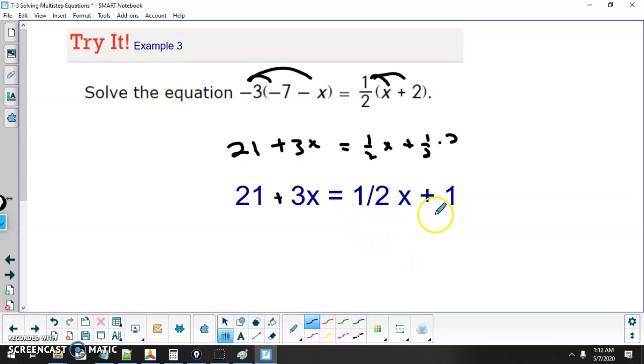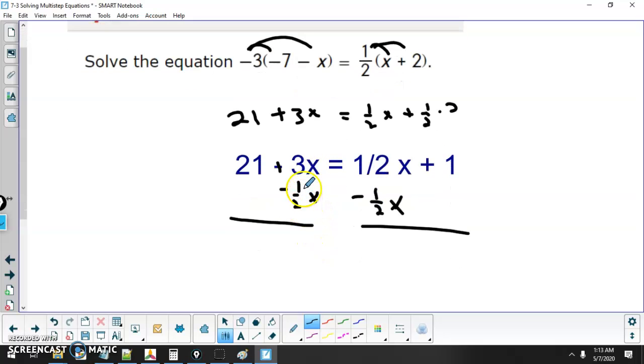All right, so now we need to move our variables from one side of the equation to the other. So I have a half x. I want to subtract it. So in order to avoid the negatives, I am moving the smaller one there. 3x minus a half x. So it's like 3 minus a half, which is 2.5x.